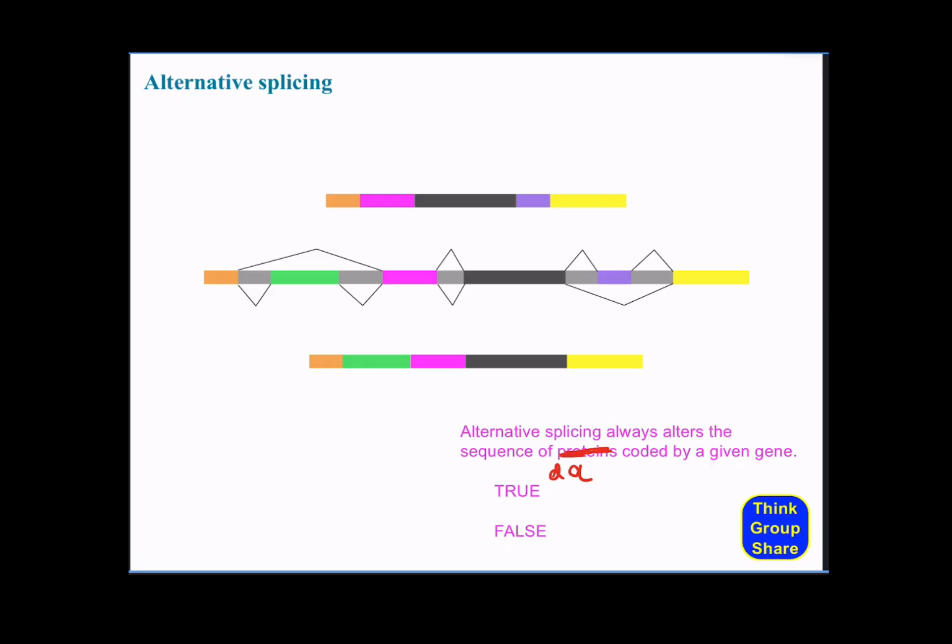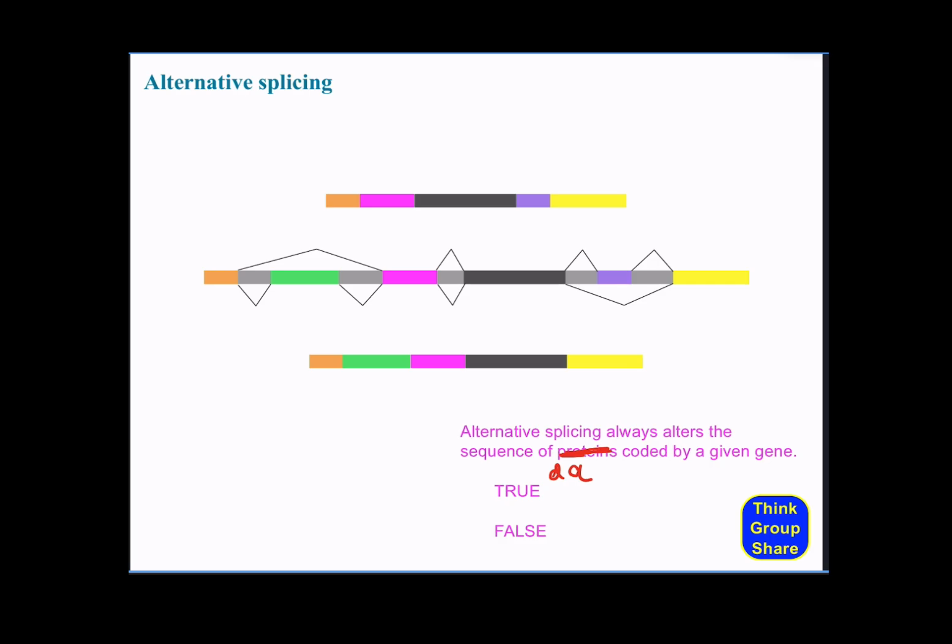So I see what you're saying. What you're saying is you can have the same protein with different amino acid sequences. Let's make that statement more general. Will these different splice isoforms always give rise to different amino acid sequences? No, and here's why not.